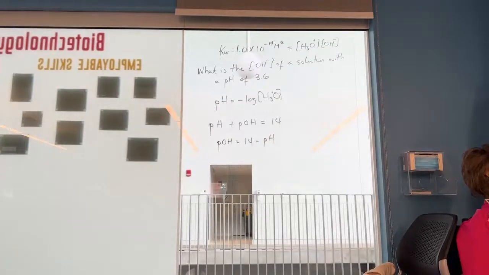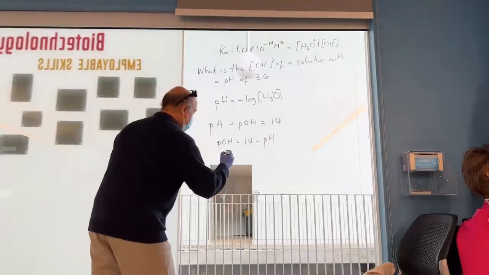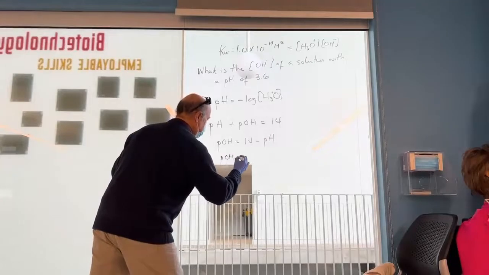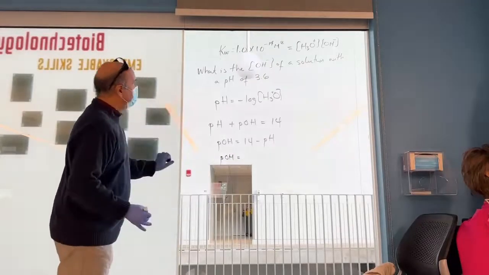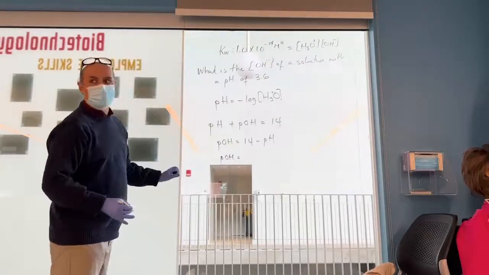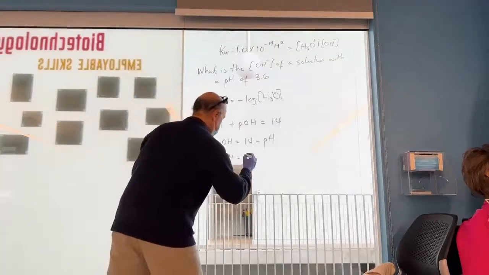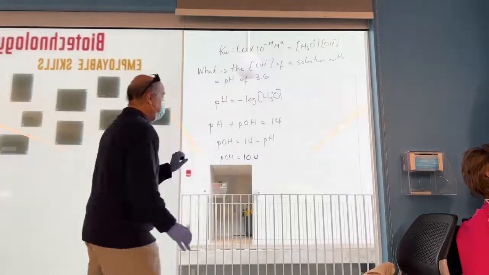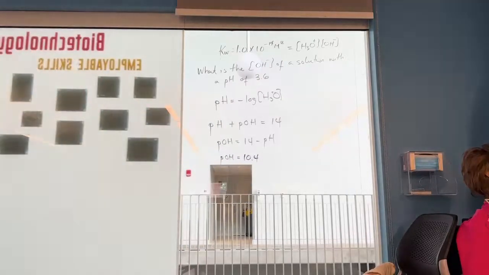Yeah. So if we solve that, the pOH is 11.4? No, 10.4. 10.4, right? But that's not the answer to our problem. So now what do we do?